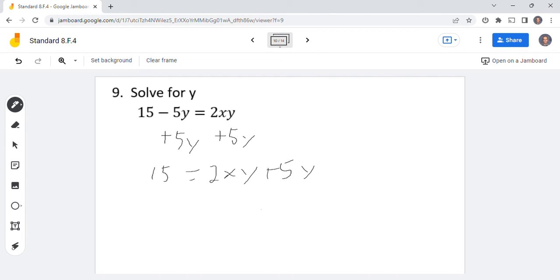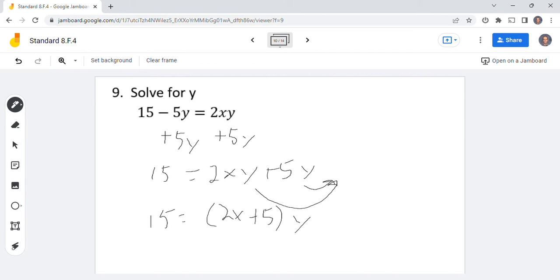Now, normally we would combine these y's, but they are not like terms because of this x variable right there. So for this question, we're going to have to factor out the y's. So we're going to divide that out, factor it out. We end up with, inside the parentheses, 2x left with our first term and a 5. And we have the y left outside.